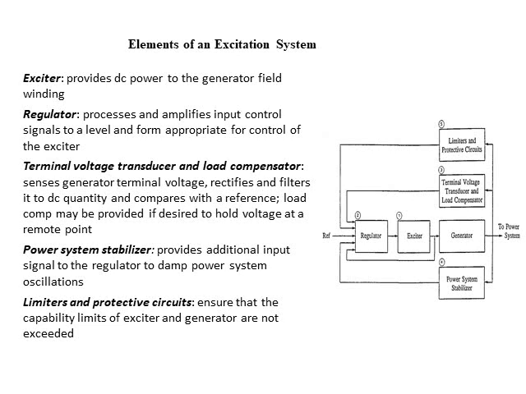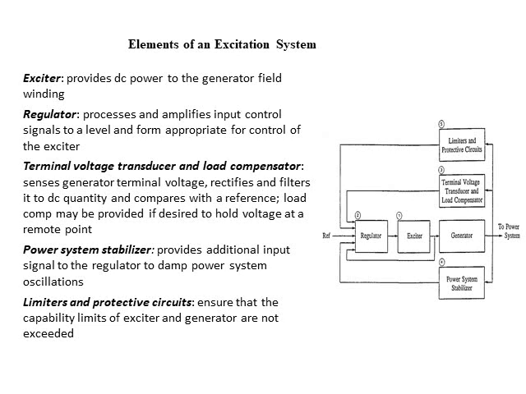The exciter, which provides the DC power to the generator field winding, and the regulator, which processes and amplifies input control signals to a level and form appropriate for control of the exciter. Then the terminal voltage transducer and load compensator. This senses the generator terminal voltage, rectifies and filters it to a DC quantity, and compares it with the reference. Load compensation may be provided if desired to hold voltage at a remote point.